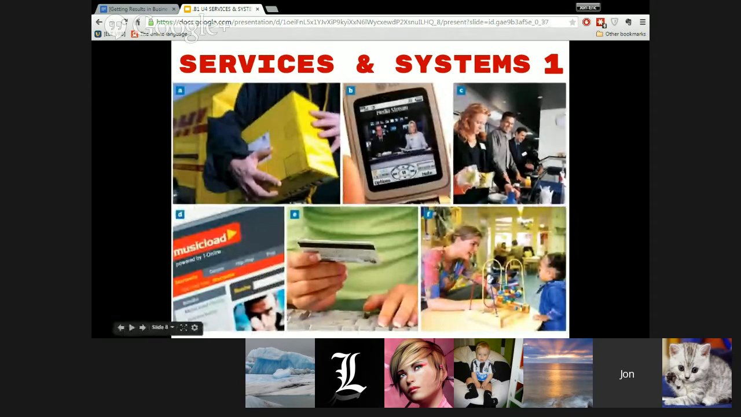Take a look at these pictures. I want you to tell me what service you see. Anna Carolina, look at picture A. Tell me what you see and tell me what service you think that is. It's a mail service, or a shift service, a delivery.